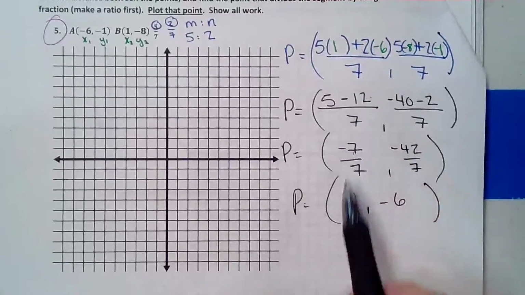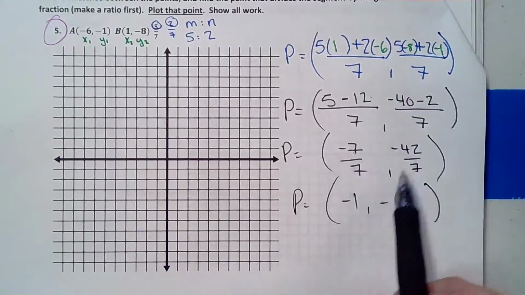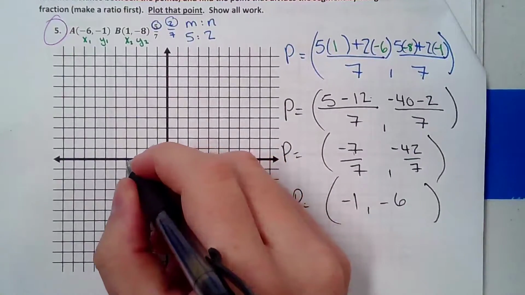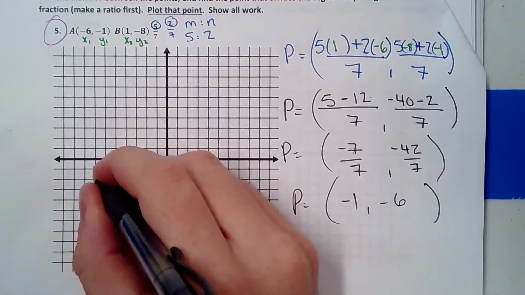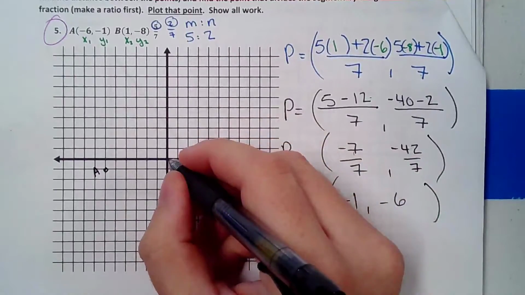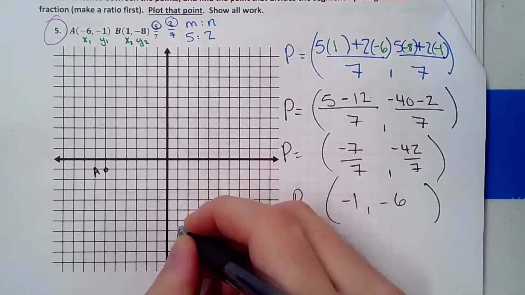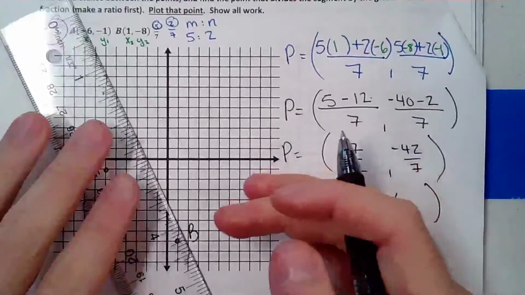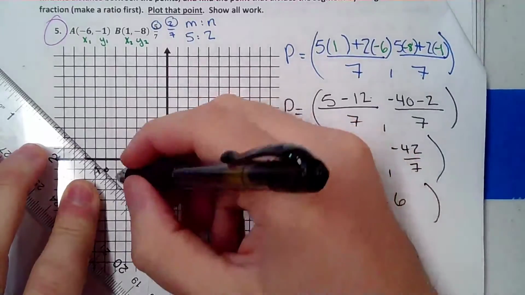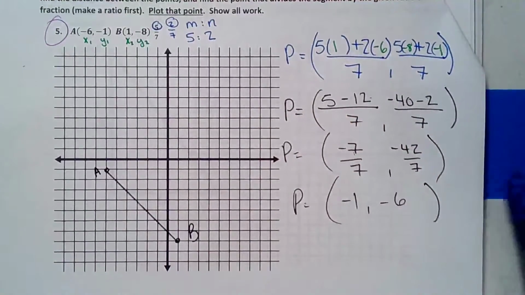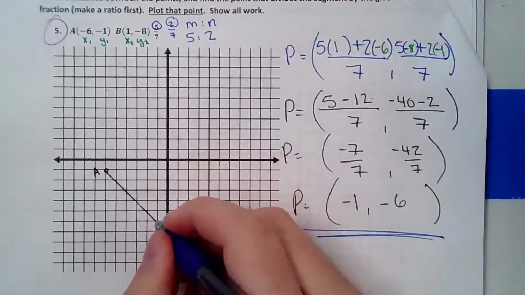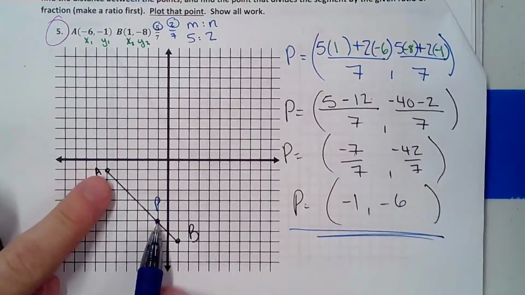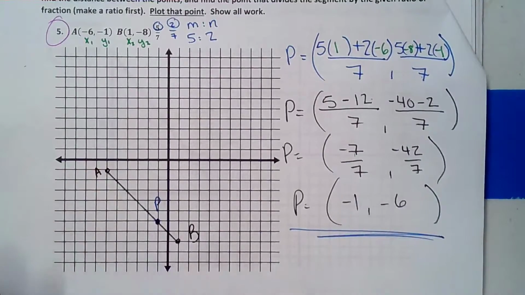So again, 5 minus 12 is negative 7. Negative 40 minus negative 2 is negative 42. Divide by 7, we get negative 1, negative 6. Plot your points. A is negative 6, 1, 2, 3, 4, 5, 6, negative 1. That's where A is. B is 1, negative 8. 1, 2, 3, 4, 5, 6, 7, 8. When I connect them, which you better do tomorrow, remember that's a point, I get a line segment. And if I plot my point, this guy right here, negative 1, negative 6, check it out right there. Makes sense to me. That looks like it's about 5/7 of the way between A and B.